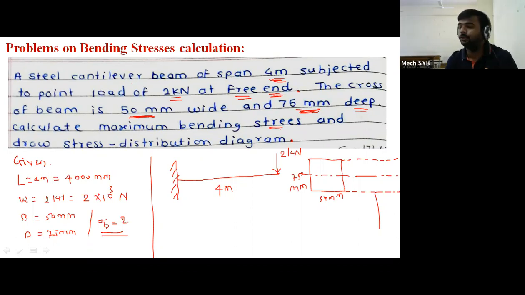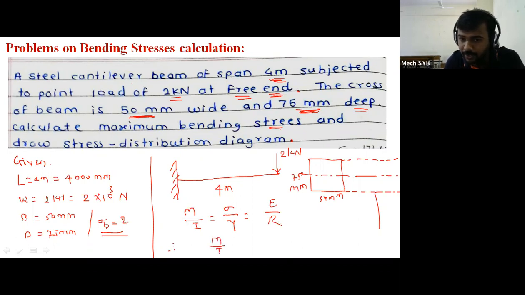Okay. So what is the formula of our bending stress formula? M upon I is equal to sigma upon Y is equal to E upon R. Out of that, we have to use first combination M upon I is equal to sigma B upon Y. In front of write down capital sigma is equal to sigma B.